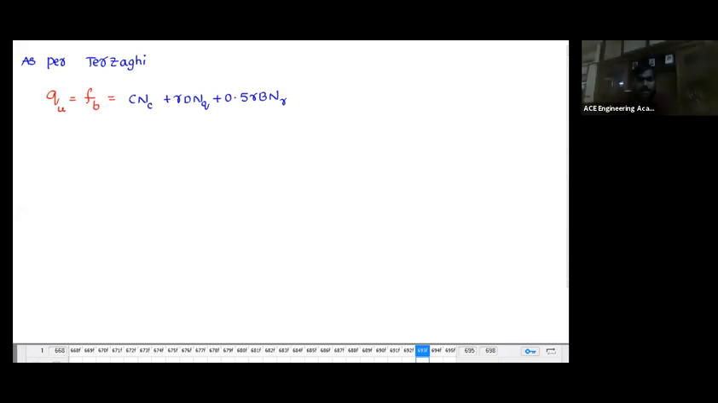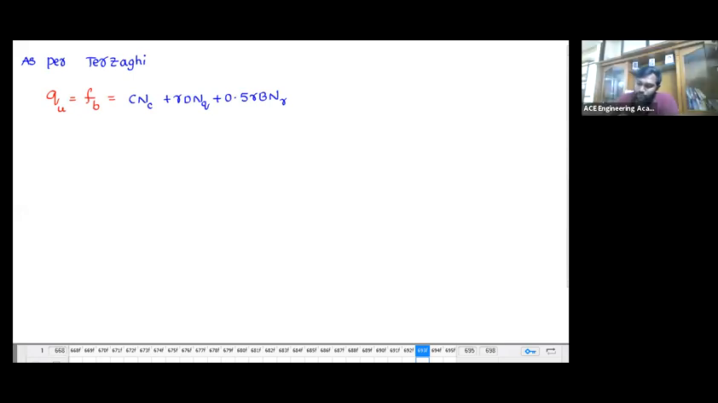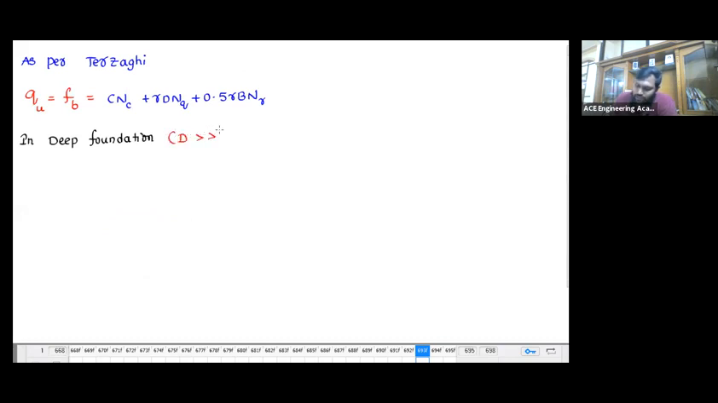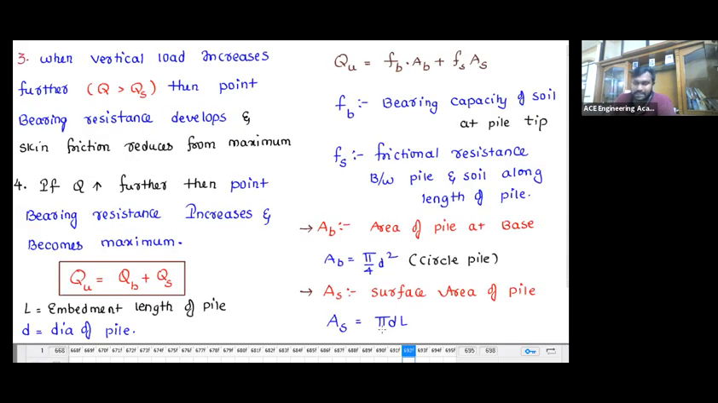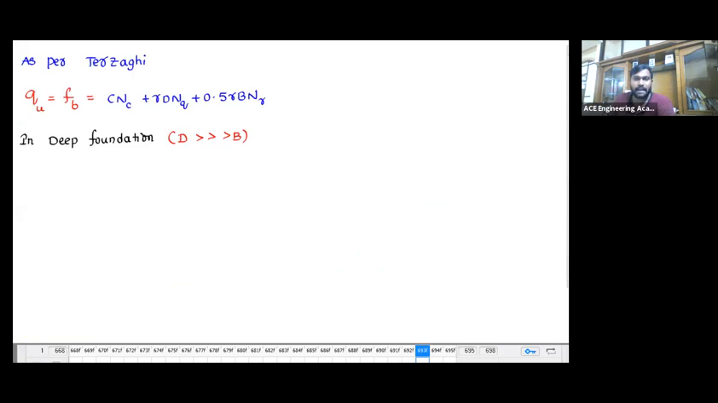So as per Terzaghi, this is the equation. Now, if you observe, we are discussing a deep foundation, right? In a deep foundation, the depth of the footing is going to be much larger than the width. What is meant by width, sir? Width is nothing but the diameter here. So we neglect the width effect.